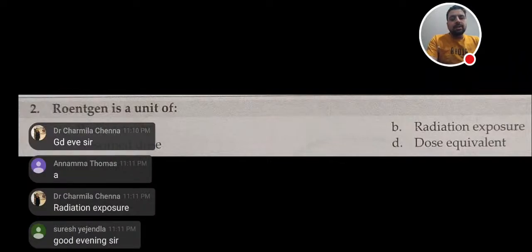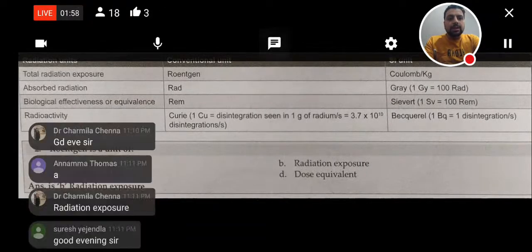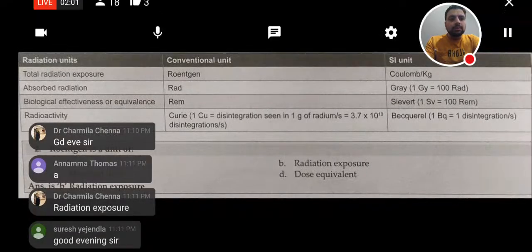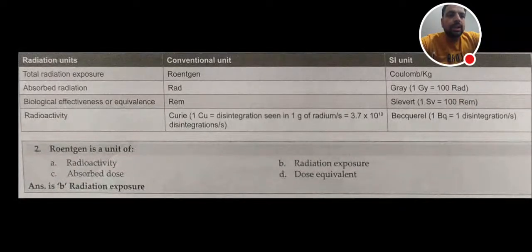And dose equivalent means REM. So equivalent, E and REM. For Roentgen, the answer is radiation exposure, and absorbed radiation is RAD, A for absorbed, and effectiveness or equivalence is for REM, E for effectiveness, E for equivalence. For radioactivity, C for Curie. That's why the answer here is radiation exposure.